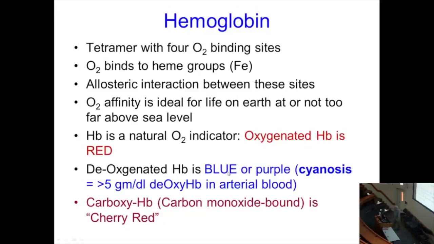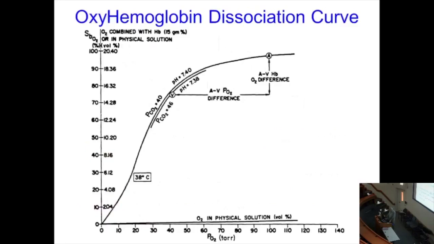Okay, finally, carbon monoxide unfortunately binds to the same heme groups that oxygen binds to, and hemoglobin with carbon monoxide bound to it is called carboxyhemoglobin, and it's cherry red, which I can't explain how this differs from regular red, but apparently it does.